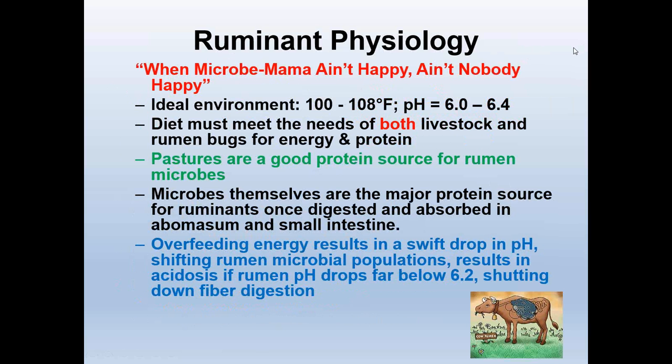Pastures are generally a good protein source for rumen microbes, except maybe very late in the season or during a drought, when plant protein levels might fall. But generally, protein is not our limiting factor. It's usually going to be energy, and I think we'll be talking about that all the way through.